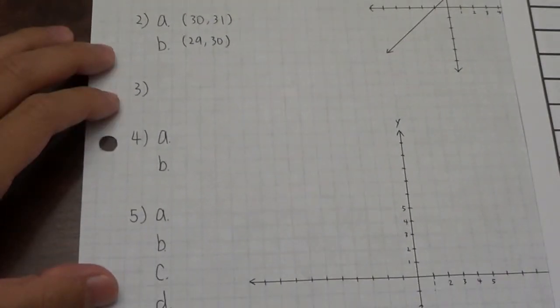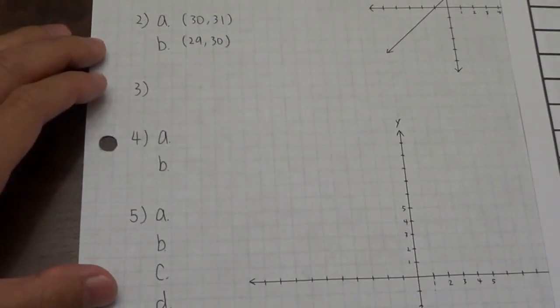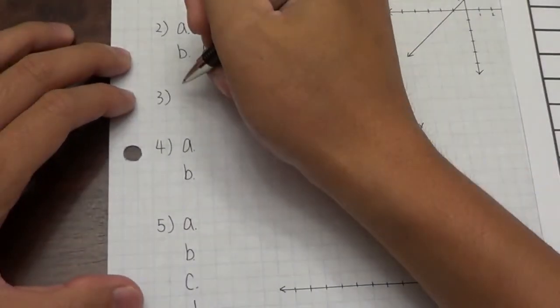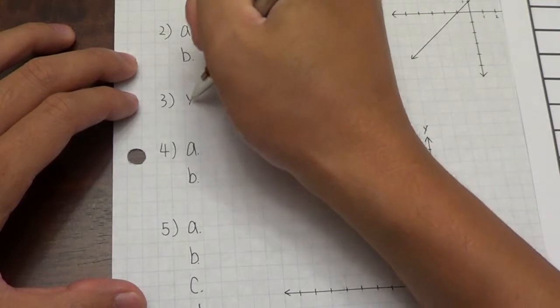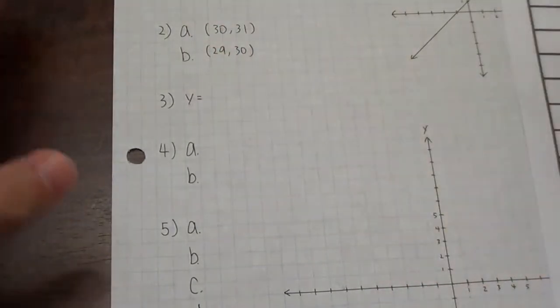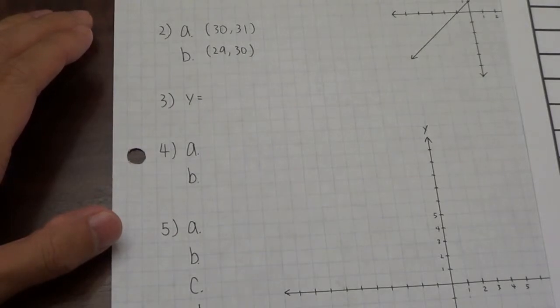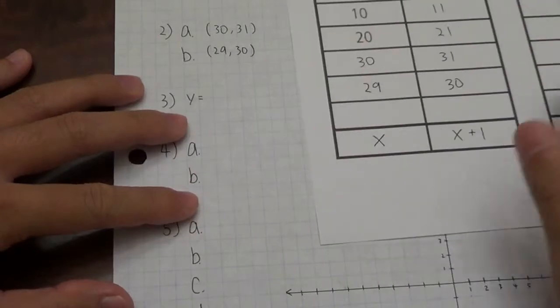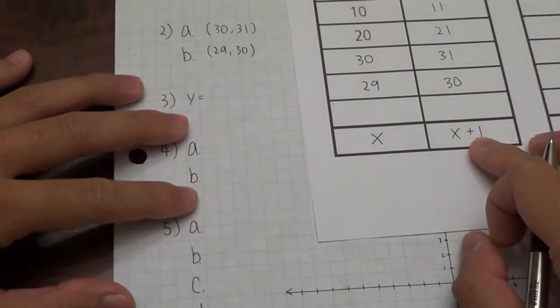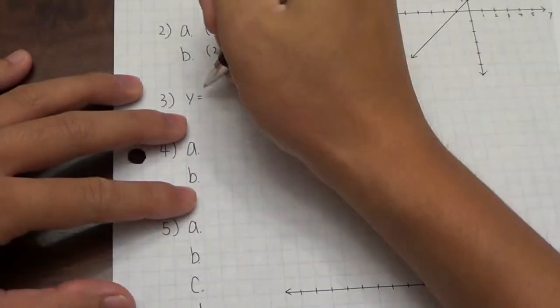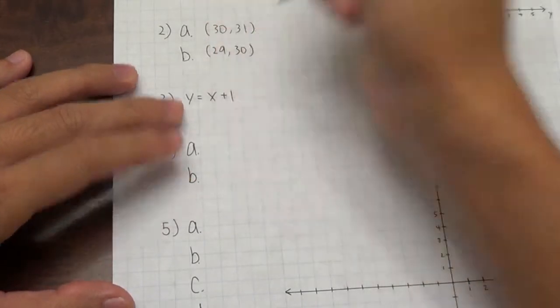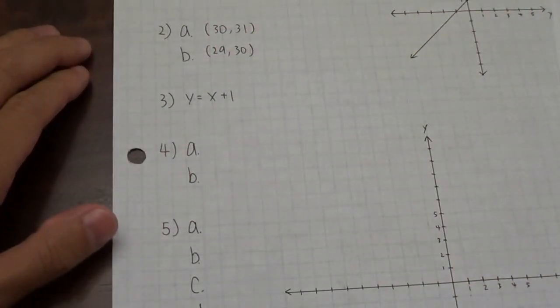Alright, and then question 3 is asking us to write an equation defining y in terms of x. So meaning we want to write an equation y equals something, either x added to something, or x multiplied by something, or a combination of those. But in this case, we already figured it out. Y is simply x plus 1. Alright, so that's the answer to number 3.